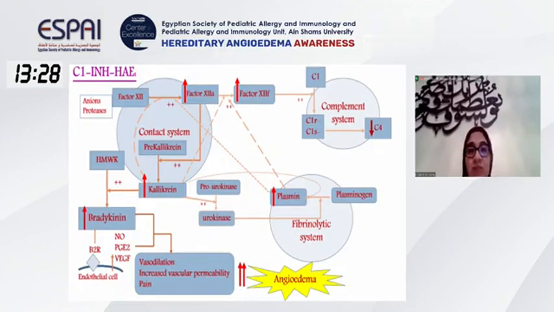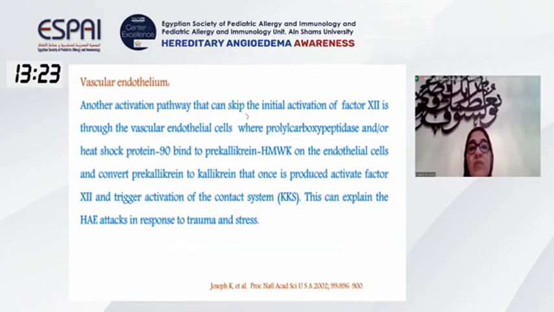So what about the role of vascular endothelium? The vascular endothelium can stimulate the conversion of pre-kallikrein to kallikrein, which then acts on the high molecular weight kininogen to produce bradykinin through the interaction with prolylcarboxypeptidase and/or heat shock protein. This complex in the endothelial cell stimulates the production of kallikrein. Once the kallikrein is produced, it results in a positive feedback loop on production of active factor 12 and triggers activation of the contact system.